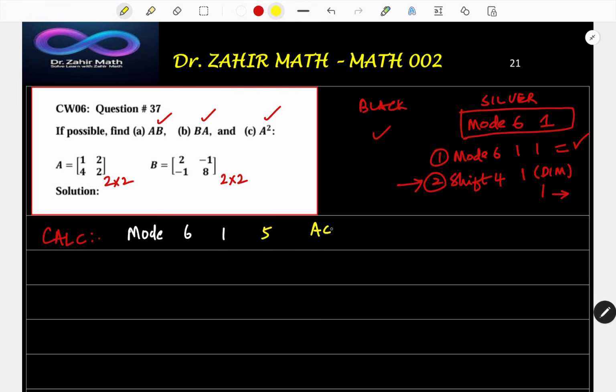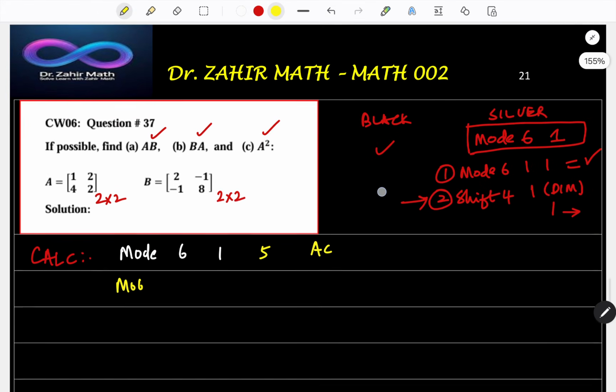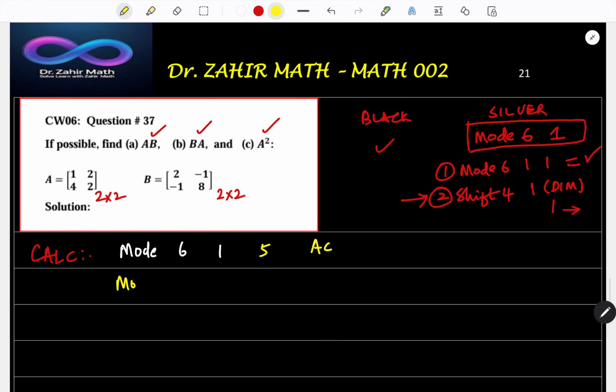Press AC. Next again mode 6, and then press number 2, which is mat B. Press number 2, then press number 5. Give the data 2, minus 1, and then minus 1 again and then 8. Press AC. Keep the data ready. After we finish, we'll come back here.